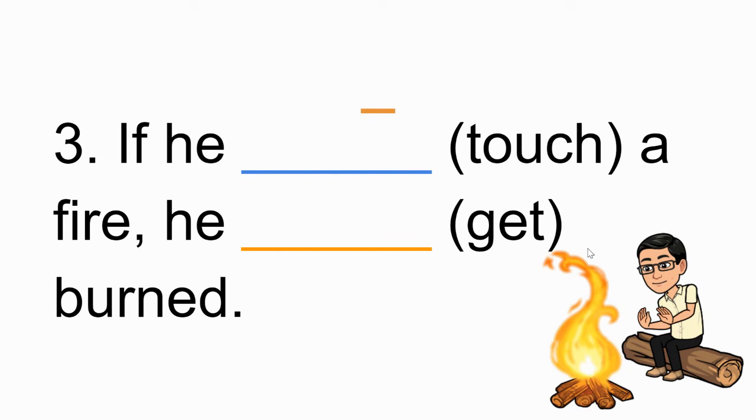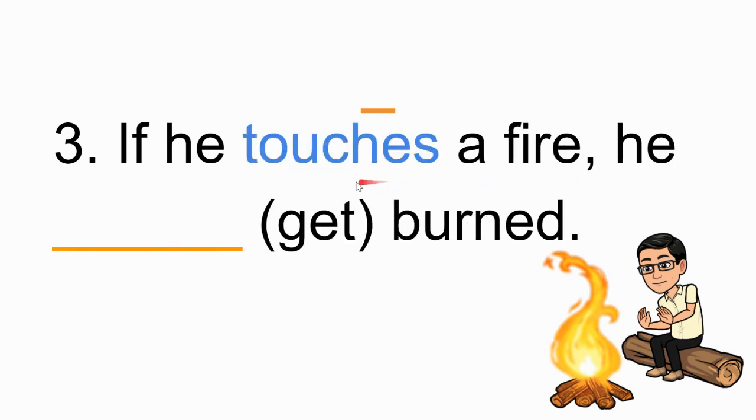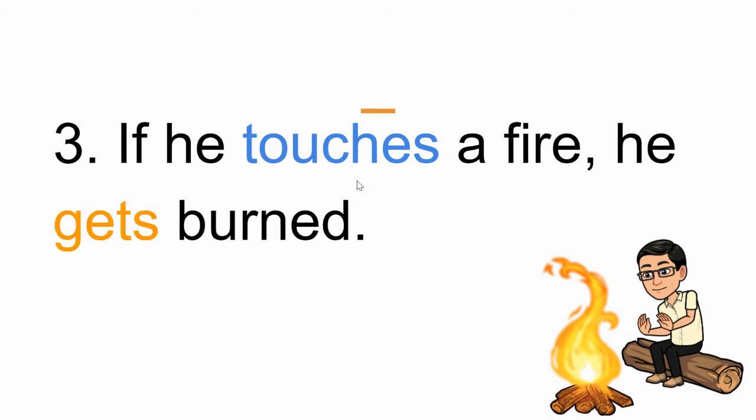Number 3. If he blank touch a fire, he blank get burned. What form of the verb will we use in the if clause? Very good. The answer is touches. Why touches? It's because we have a singular subject. Singular subject takes singular verb. How about in the main clause? Brilliant! The answer is gets. If he touches a fire, he gets burned.